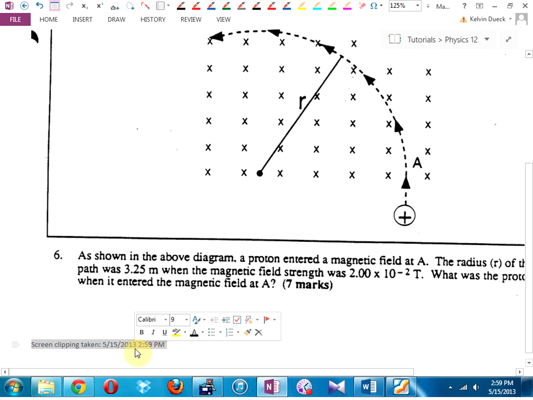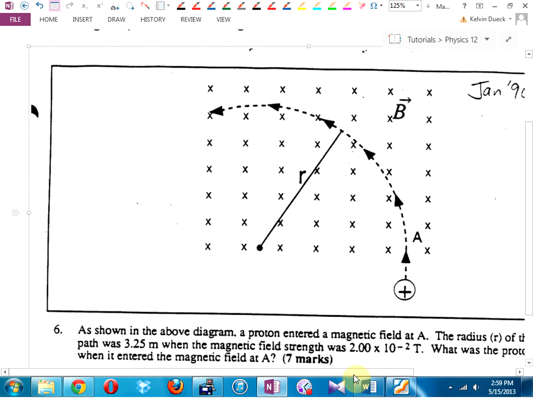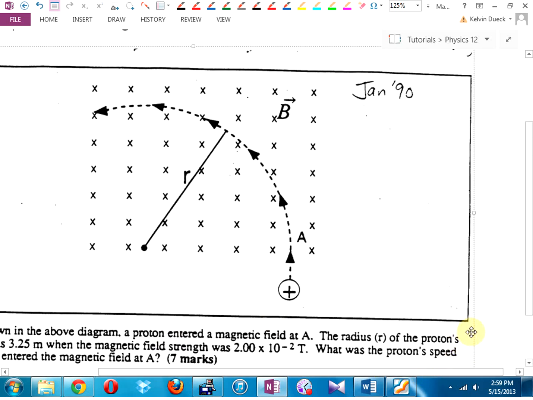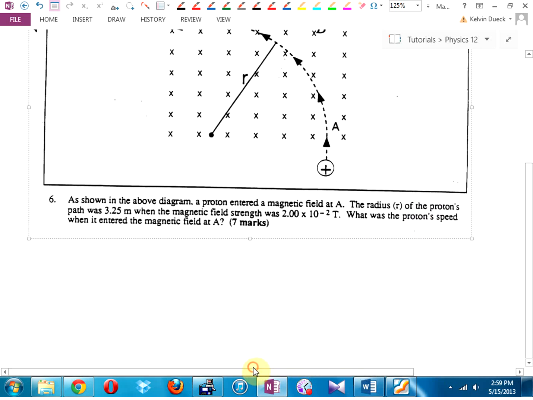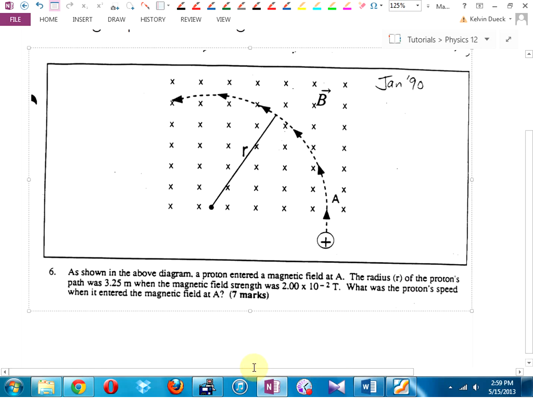Let's do this. I'll print this for you so you don't have to try and sketch these diagrams, but I need to make it a little smaller to fit it on the page. It says, as shown in the above diagram, I probably won't give you the above diagram because those graphics are a pain to make. A proton enters a magnetic field at location A. The radius r of the proton's path was 3.25 meters when the magnetic field strength was 2 times 10 to the negative 2 teslas. What's the proton's speed when it entered the magnetic field?